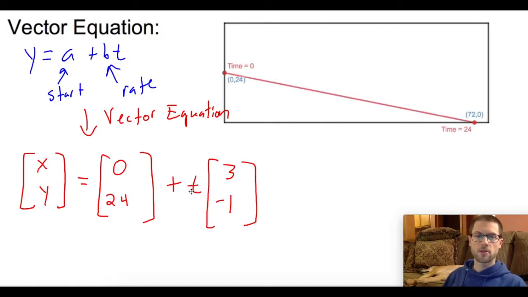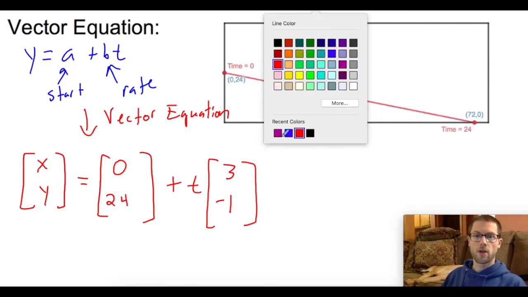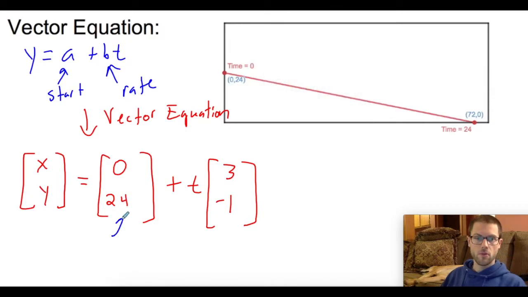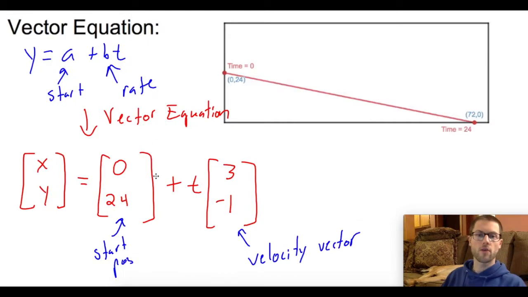And the reason why we put t here is because t is a scalar, and by convention we put the scalar in front of the vector that we're multiplying. So this right here is a vector equation. Right here I have my starting position, and right here I have my velocity vector. So again, think of this as like slope-intercept form of a line. I have a start and I have a rate. That's the same thing that's going on here, but now it's in 2 dimensions.